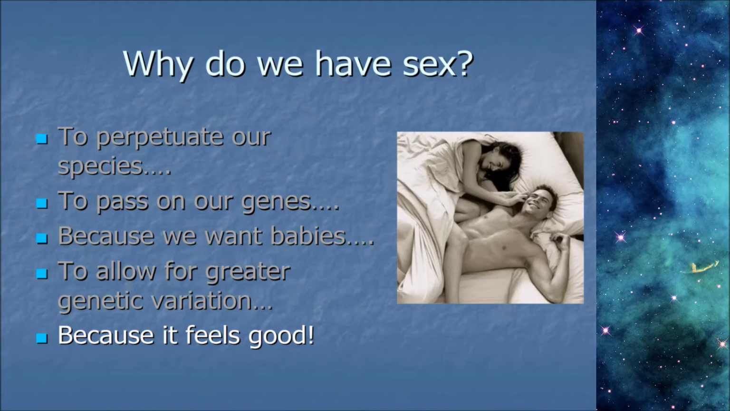The one at the bottom, because it feels good, is the proximate reason that humans have sex. That is the reason we do it without really knowing what we're doing. Whereas the ultimate reasons are the ones above: perpetuating the species, passing on genes, and allowing for greater genetic variation.